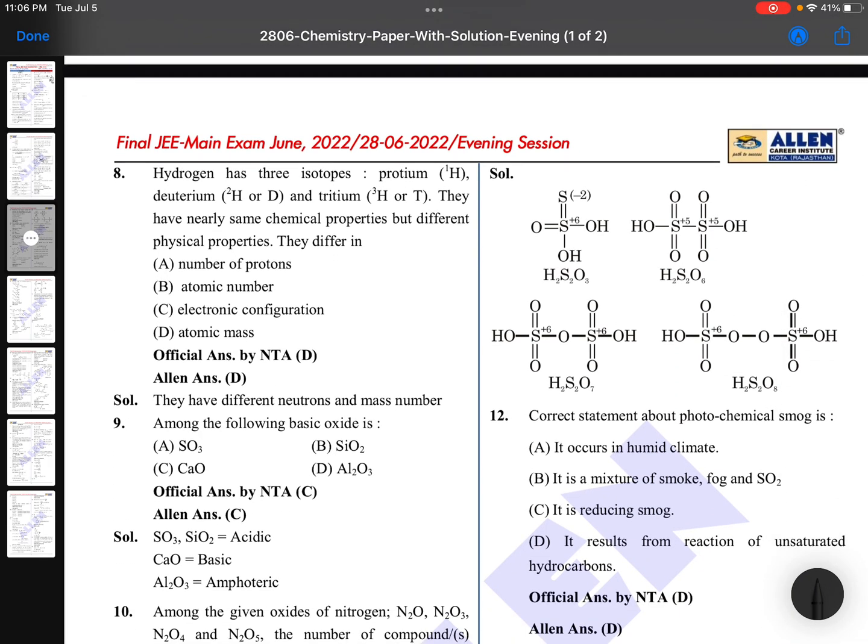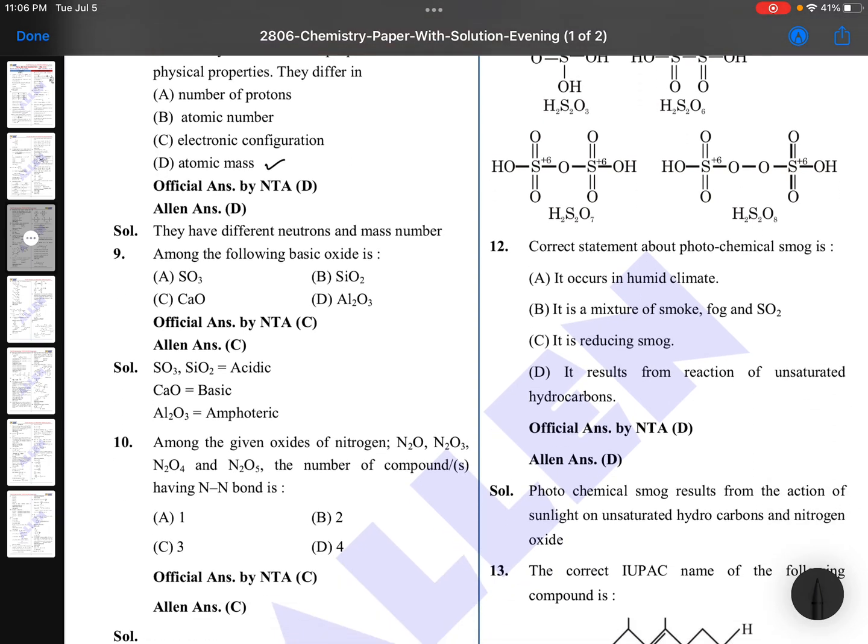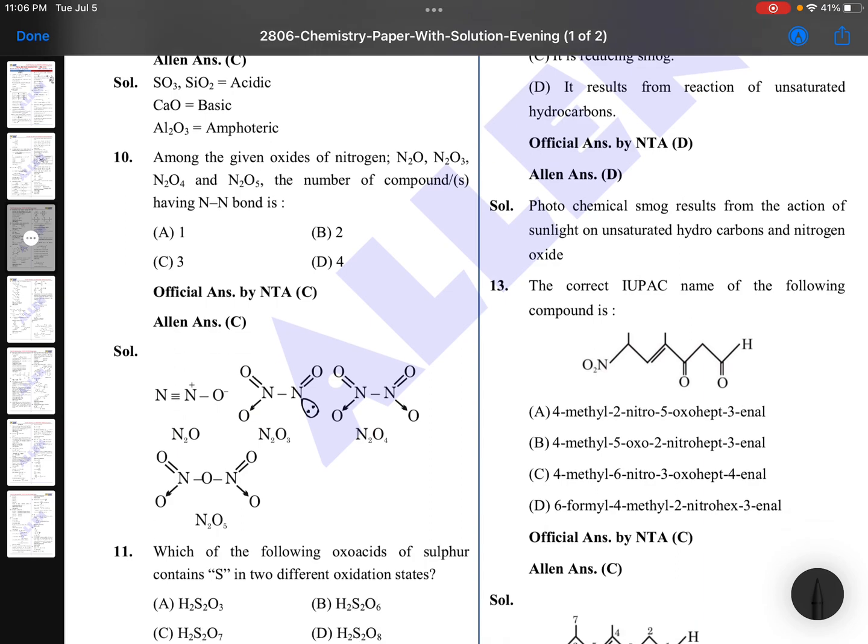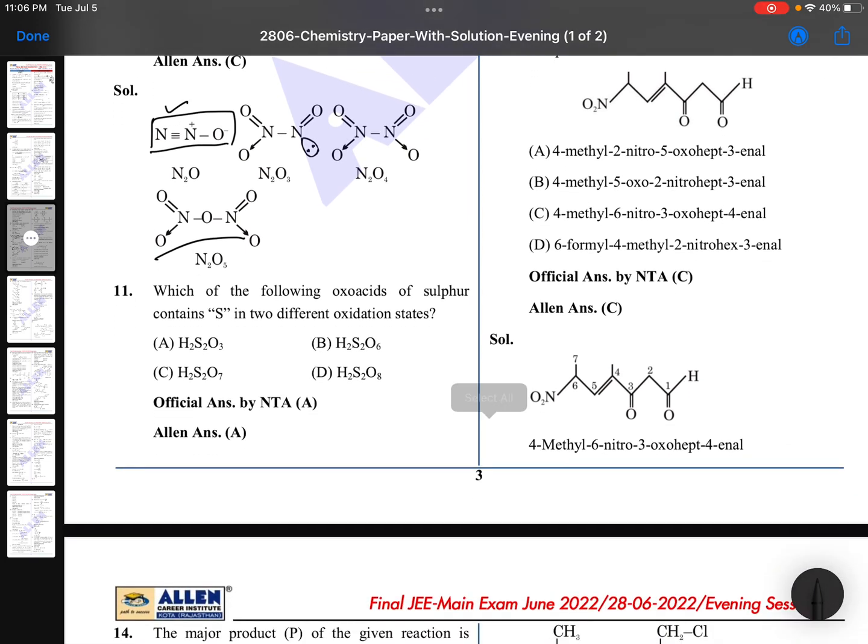Hydrogen has 3 isotopes, protium, deuterium, tritium. They have nearly the same, this question was also there. They have different among the following; basic oxide is calcium oxide. This question also we were discussing. Most of our memory based questions are right only. Among the given oxides of nitrogen, I was telling you there, if you remember, otherwise you just go and check there. N2O is having N and N bond only. There is no need to consider single bond. So the answer will be N2O, N2O3, N2O4 except N2O5, because in N2O5 there is an N-O-N bond. So answer 3 correct. You can check this question I was telling you in detail.